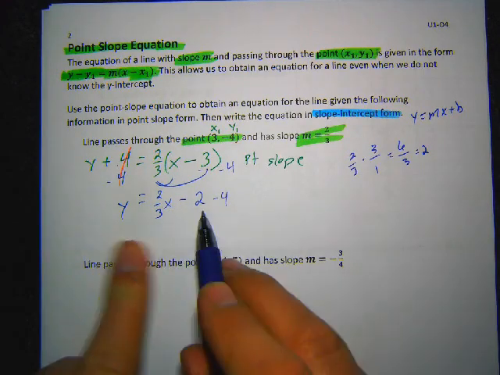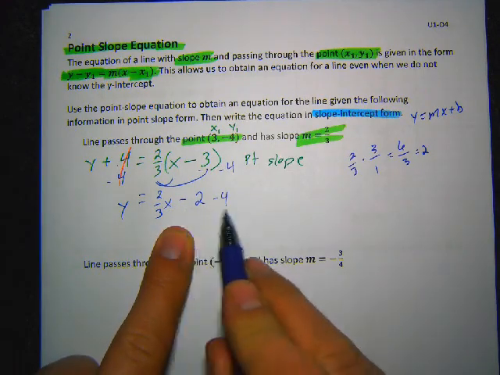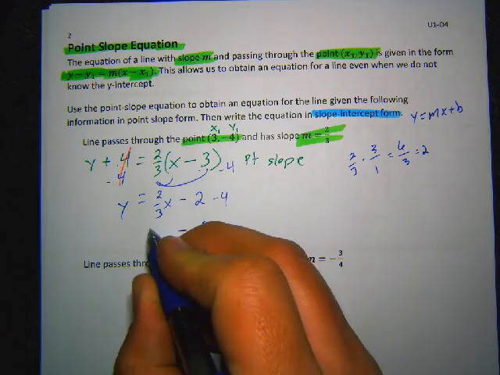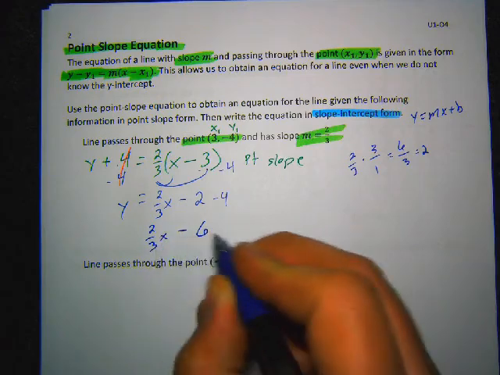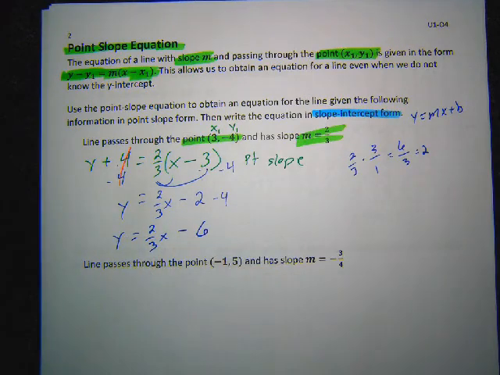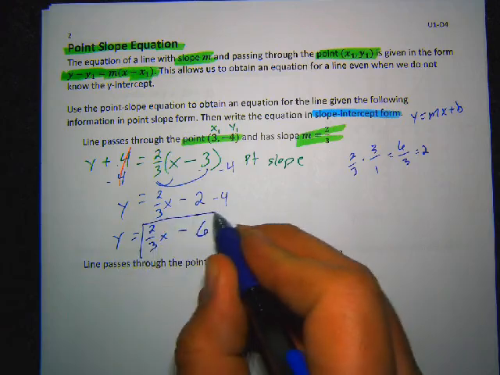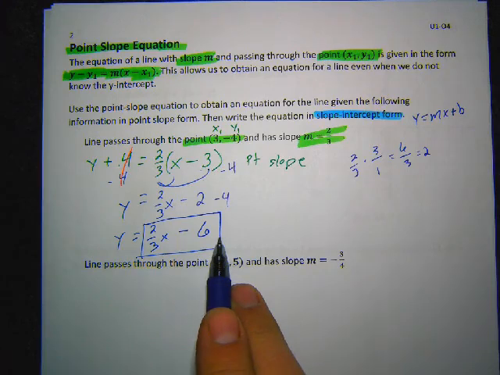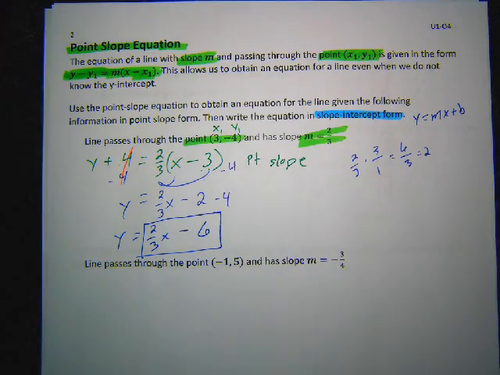Okay, now to finish this off, I have two numbers hanging out at the end, so I've got to combine those. Negative 2 minus 4, combine those, you get minus 6. So 2/3 x minus 6. That gives us y. That's what we're looking for. This is the slope-intercept form, right? Because it gives us our slope, it gives us an intercept. That's what we're looking for. We like that slope-intercept form.